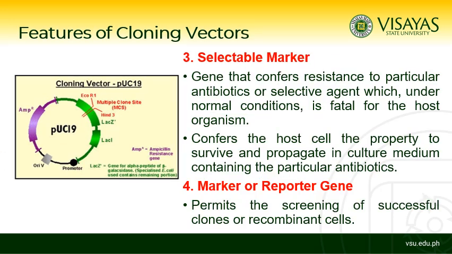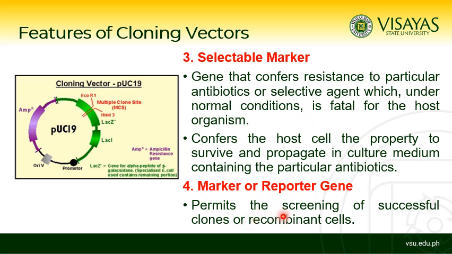Third one is the selectable marker. This is important, especially if you want to select for the vectors or the host nga na-successful ang integration of our recombinant DNA. Then we need to have selectable markers. Most of the selectable markers are antibiotic resistance. So if ang atong host cell kay resistant to antibiotic na, then more likely nga siya nag-carry na sa atong cloning vectors.